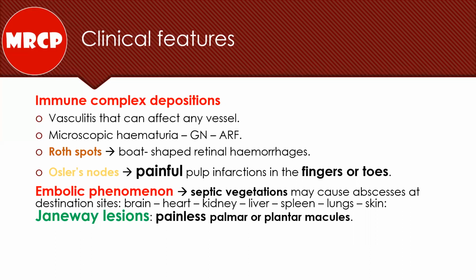Roth spots are a very important and characteristic finding in patients with infective endocarditis. Roth spots describe boat-shaped retinal hemorrhages. This is very characteristic of infective endocarditis. If you read Roth spots in any clinical scenario in the questions, this is infective endocarditis.